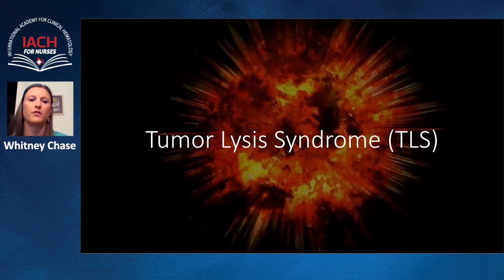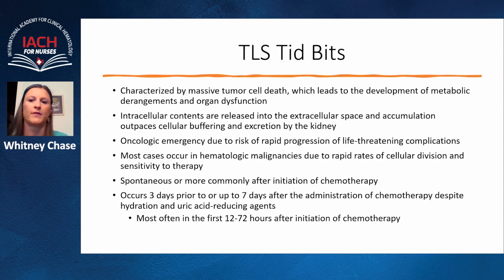All right, moving on to tumor lysis. TLS is characterized by massive tumor cell death, which leads to the development of metabolic derangements and organ dysfunction. Intracellularly stored electrolytes and other cellular contents are released extracellularly when tumor cell lysis occurs. The accumulation outpaces cellular buffering systems and excretion by the kidneys. It's considered an oncologic emergency due to the risk of rapid progression of life-threatening complications.